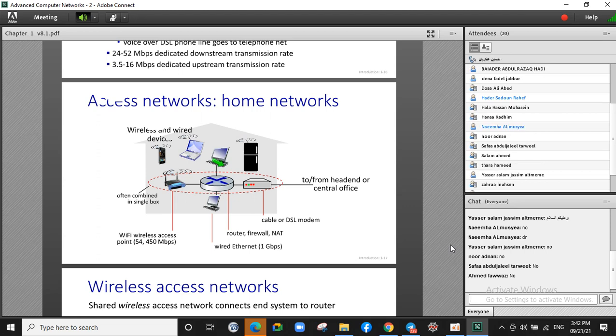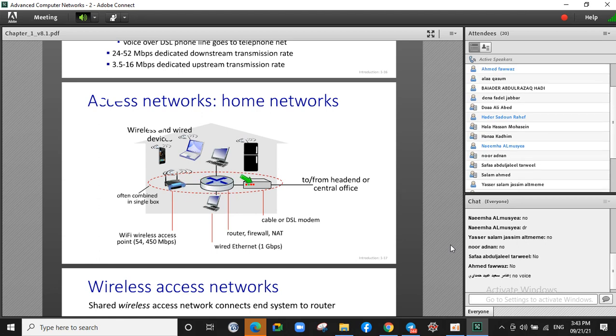Here you can see a circle with a dashed line around the access point, a router, and a modem, because in a home network, these three devices are grouped and built into one device. When you buy an ADSL modem, that modem has a wireless antenna, some wired output, and a DSL modem.